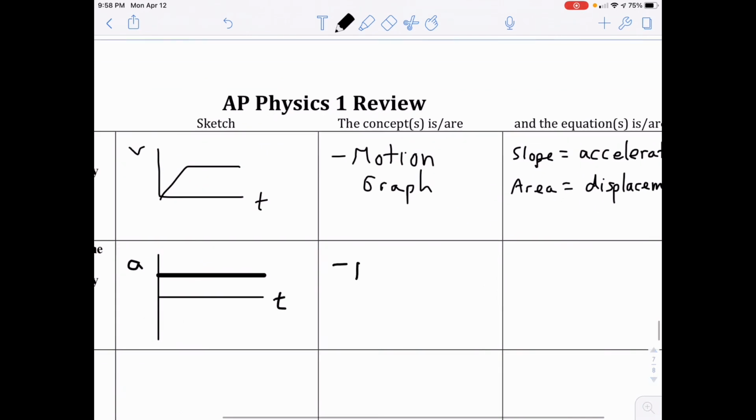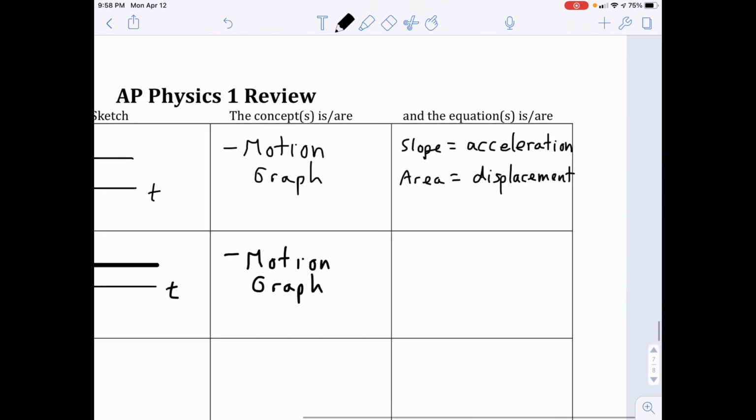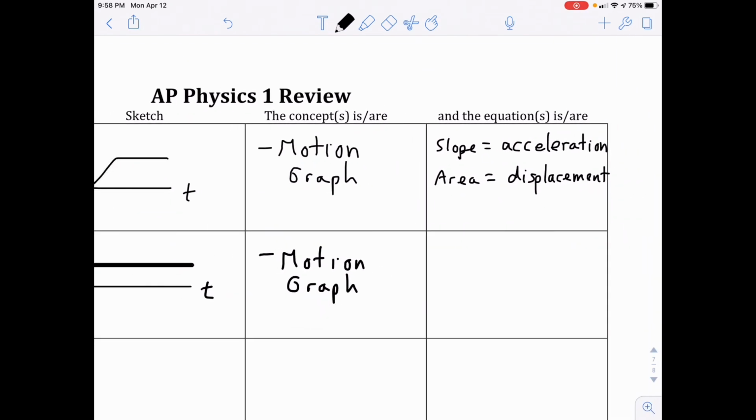Okay, also a motion graph type of problem. But now specifically, there's nothing we can do about slope in this level of class. The slope of this does equal something, but it's not a quantity that we study. For us, the only thing we're going to get out of an acceleration time graph is the area, and the area would help you figure out the velocity.